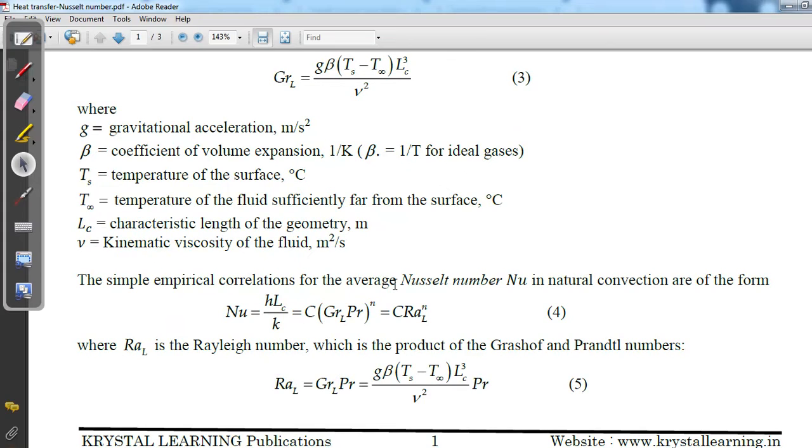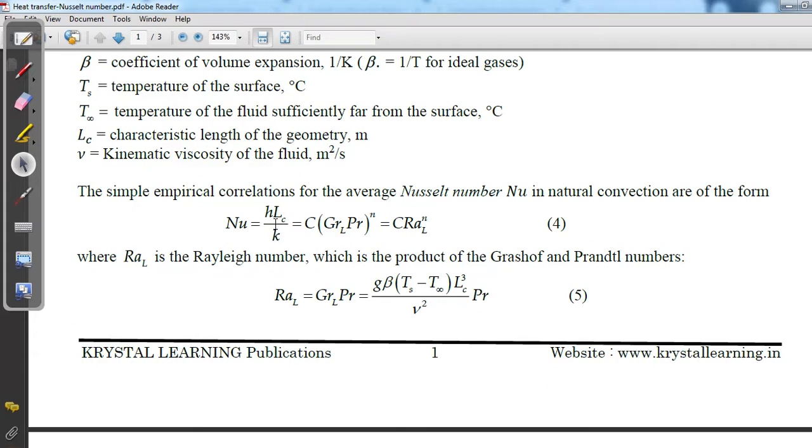Another parameter is the Nusselt number in natural convection, which is given by h Lc by k, and that is equal to C times (Grashof number into Prandtl number) to the power n. The product of the Grashof number and Prandtl number is known as the Rayleigh number. So this Rayleigh number is given by this.